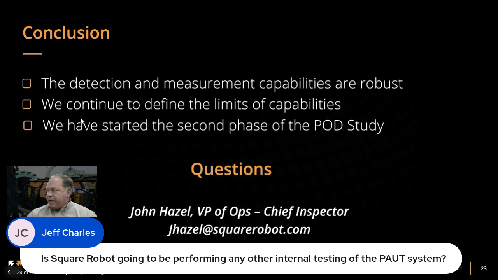Okay, first question we have here is, is Square Robot performing any other internal tests of the PAUT system? And for that, I would say yes. We start out the day with our function test, so that we are measuring across the 5-step wedge, so we can prove it that way. And then when we set up in the tank, we are seeing multiples that we'll be able to take off of the tank bottom and make sure that everything makes sense. So certainly we are looking at the overall condition of the data that we would see.